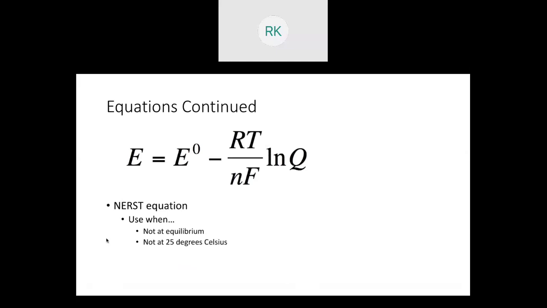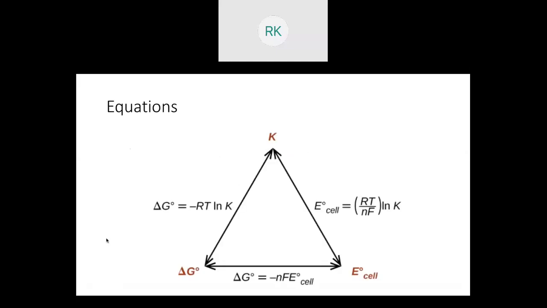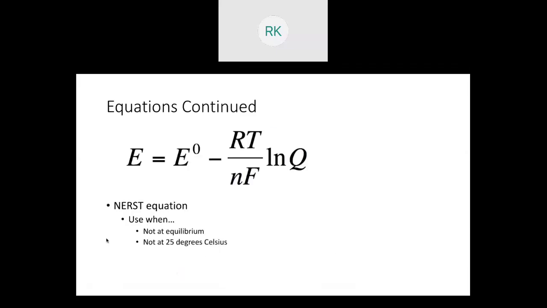The other really important equation you need to know is this equation. This is known as the Nernst equation, right? And what it does is it relates our cell potential to our standard cell potential, which is E naught. So again, if we go back a slide, when we look at the cell potential between standard E and K, our standard cell potential, or E naught, is in terms of our equilibrium constant. But when we solve for just our normal cell potential, or just E, it's actually in terms of Q.